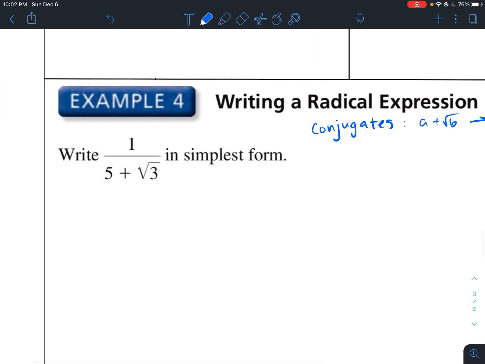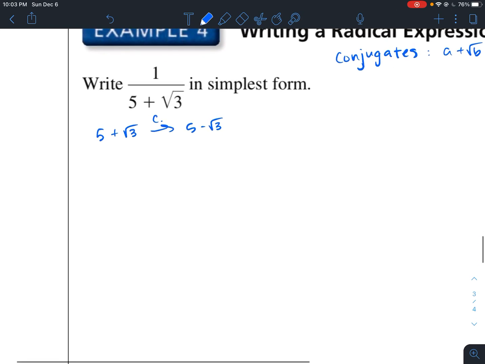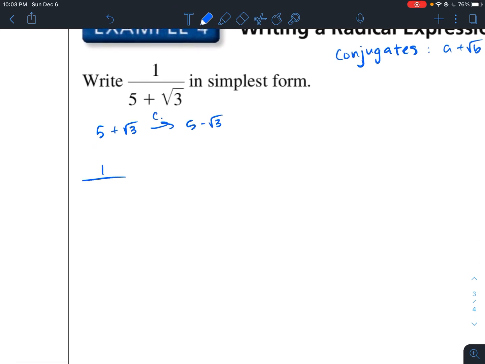So if I have 5 plus the square root of 3, its conjugate is 5 minus the square root of 3. So let's take 1 over 5 plus the square root of 3 and multiply the denominator by the conjugate, 5 minus the square root of 3. But if I multiply the denominator by something, I also have to multiply the numerator by the same thing. Now, with multiplication of fractions, you can just multiply across. So 1 times 5 minus the square root of 3 is just 5 minus the square root of 3.